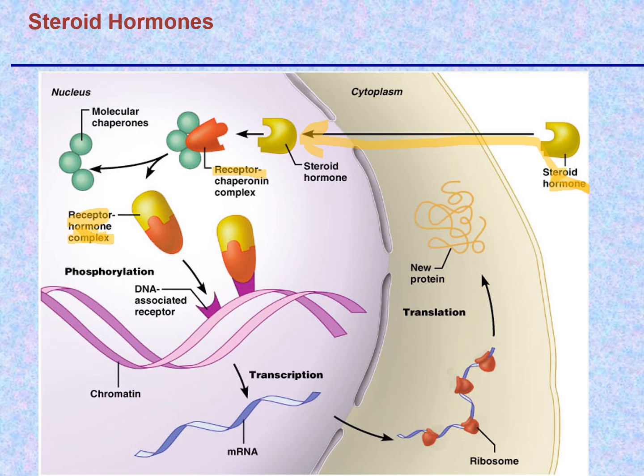The receptor hormone complex interacts with the DNA, and you get transcription to messenger RNA, which goes out to the rough endoplasmic reticulum, where you have ribosomes, and you get translation to protein. So that's the end result of that. That new protein is the end result of the cell being exposed to that hormone. So you can see that these amino acid or protein peptide-based hormones interact with their target cells very differently from steroid hormones.